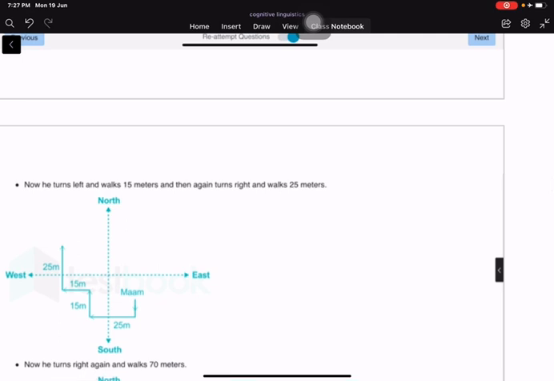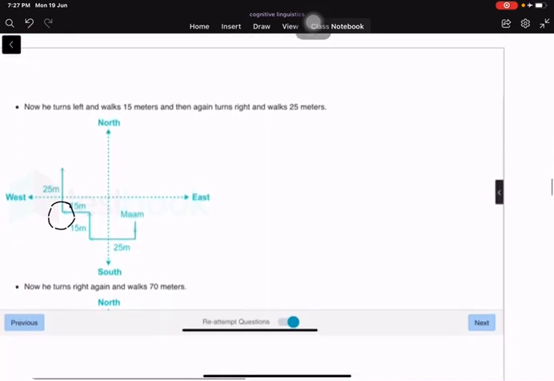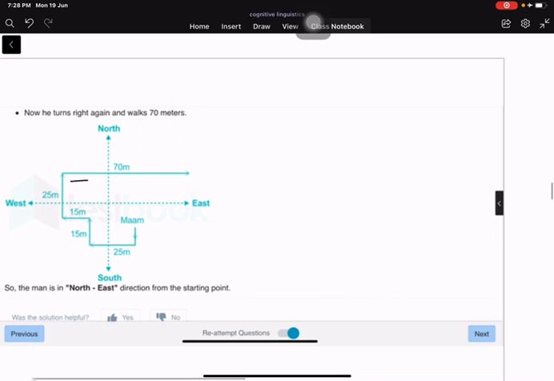Now from here he turns left and walks 15 meters again. So he was here and then he again walked over here 15 meters, and then again turns right and walks 25 meters. So again 25 meters. Now he turns right again and walks 70 meters. So he walks 70 meters again.